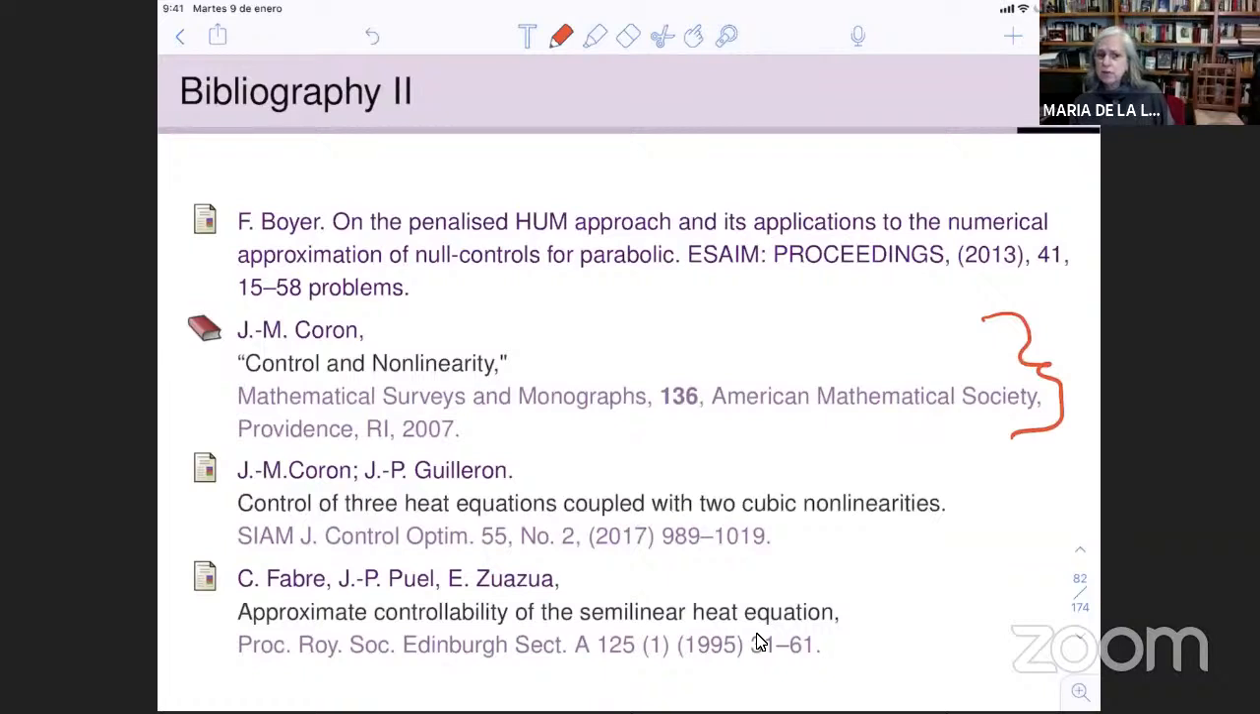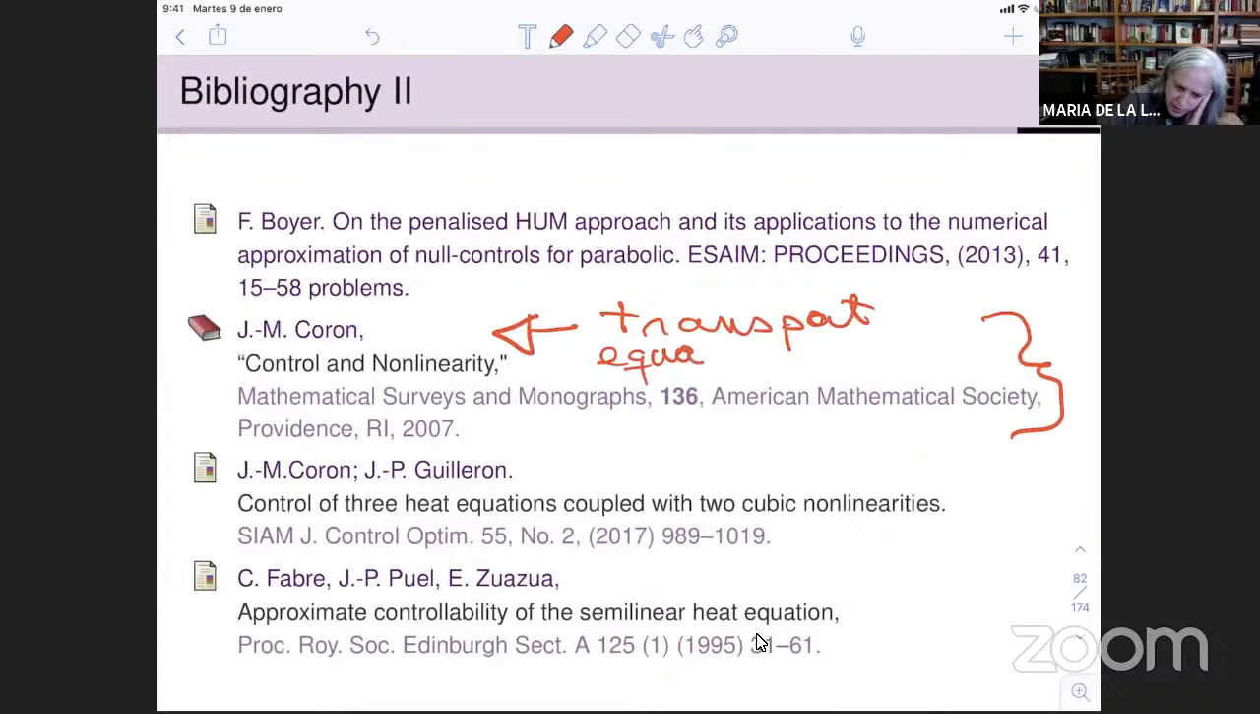Okay. And you have, for example, the part of the transport equation that I presented here, taken from Jean-Michel Coron's book. Also, you have this paper due to Jean-Michel Coron and Guerrero, where they control three coupled heat equations that have cubic nonlinearities, and they use a method that is called the return method.